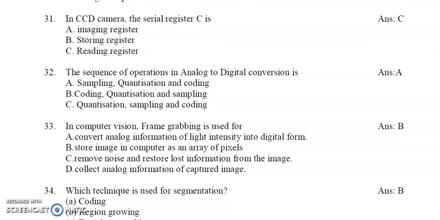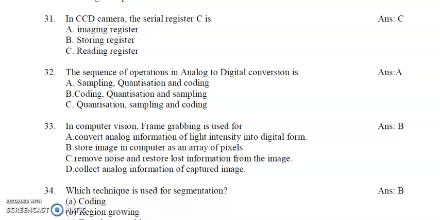31. In CCD camera, a serial register C is A. Imaging register, B. Storing register, C. Reading register. So the serial register C is reading register. A is the imaging register, B is the storing register, and C is the reading register. So in the CCD camera, there are three registers. So the serial register C is a reading register.